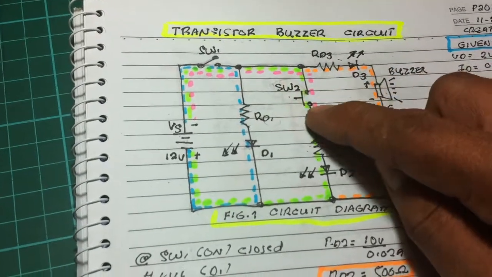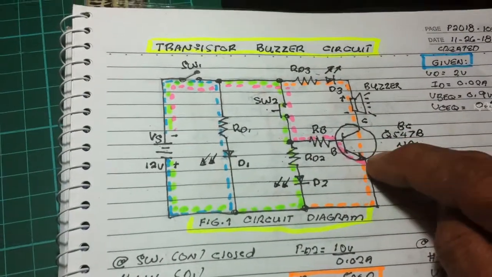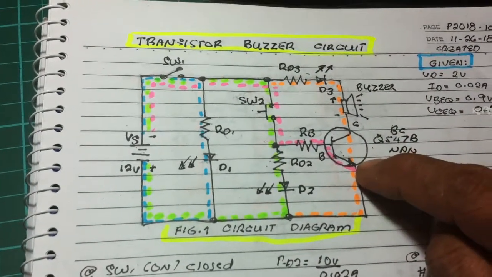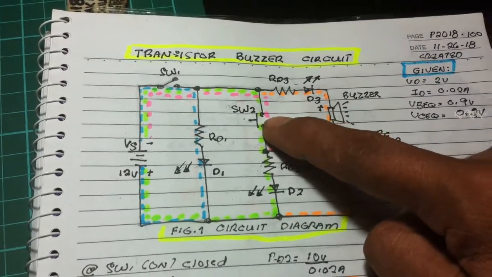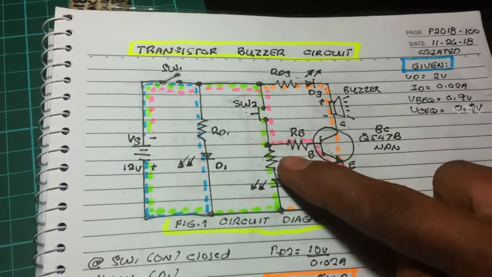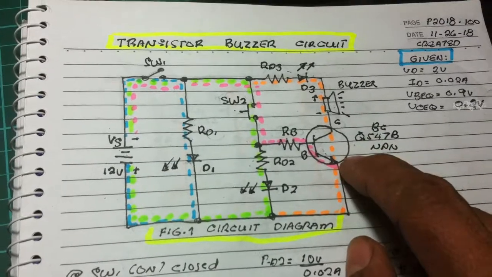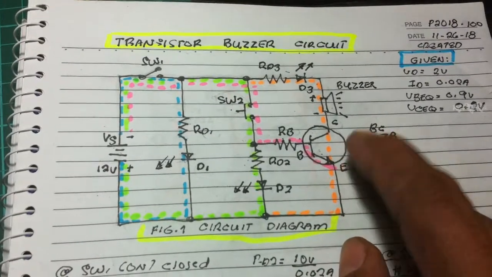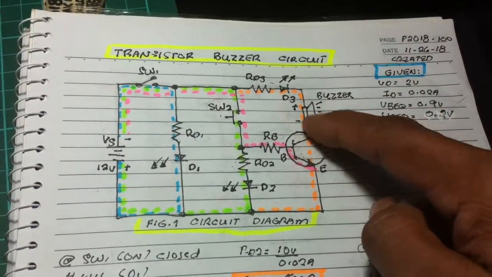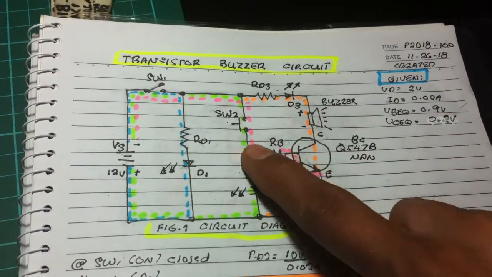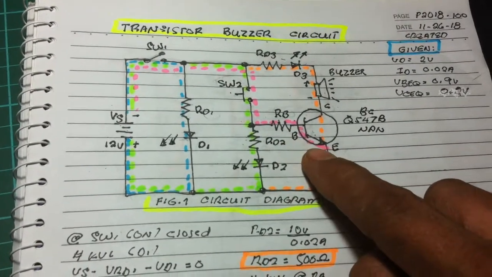Current flows also up to here, but the transistor will not conduct. It will operate in cut-off mode because the push button is normally open. There's no triggering current at the base of the transistor. That's why the transistor is in cut-off mode. There's no collector current here because there is no triggering base current at the transistor.